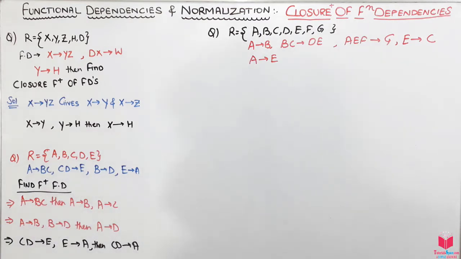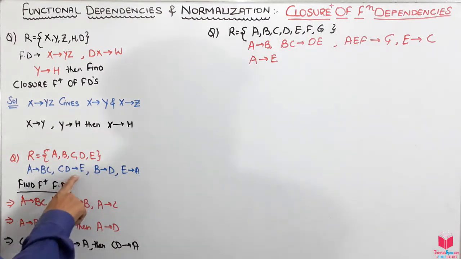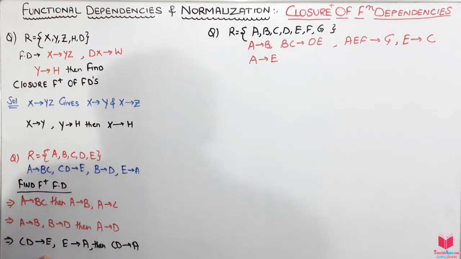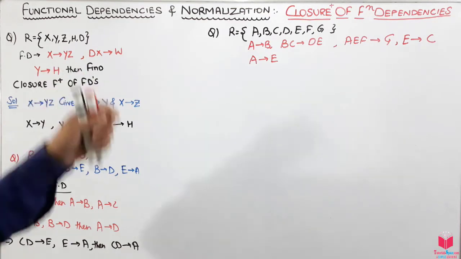And another one can be, if we have given that CD to E and E to A, then from transitivity we can say that CD to A will also be there. Okay guys, so from A we can find B, because then B to C is also there. So it's all up to you how you can use that. So from that we can say there is another example.